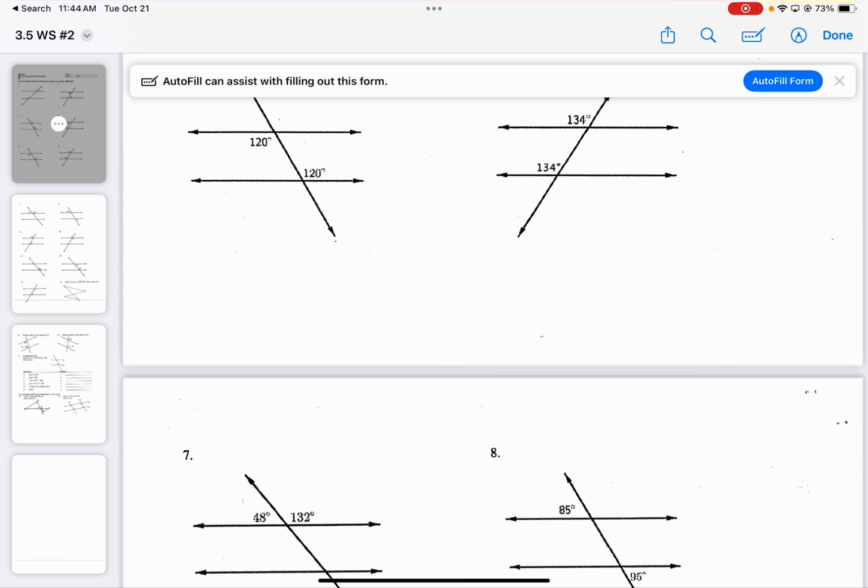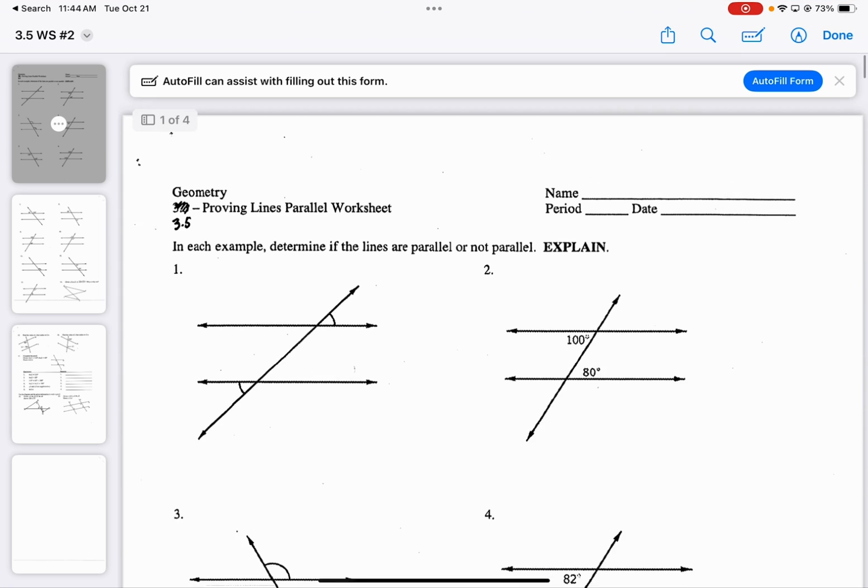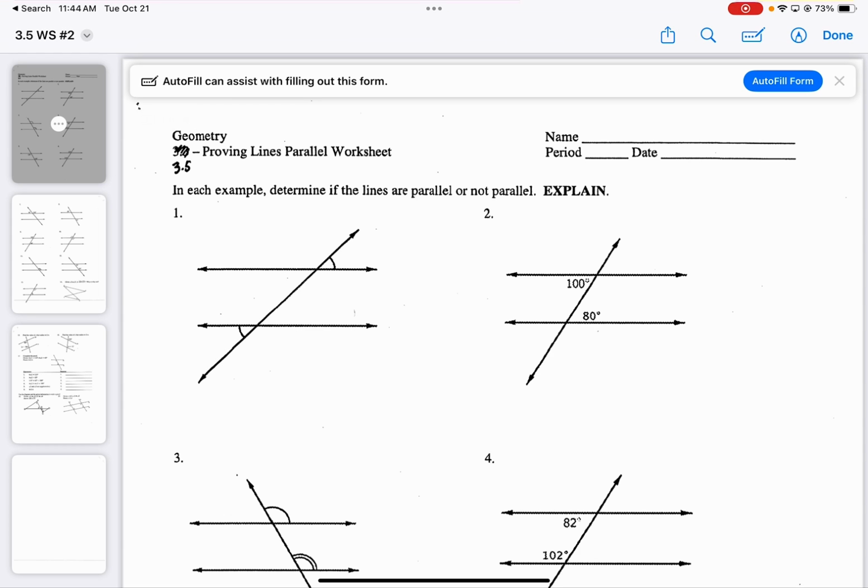Did I do 1? Wait. Is this one alternate or corresponding? Alternate exterior. And then so alternate, is this just this, but exterior? Yeah, because it shows you that they're congruent to each other. So, yep.